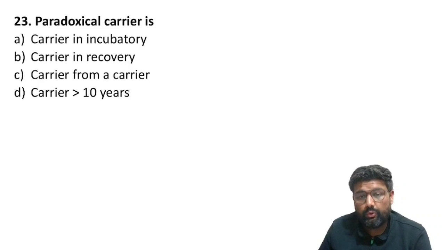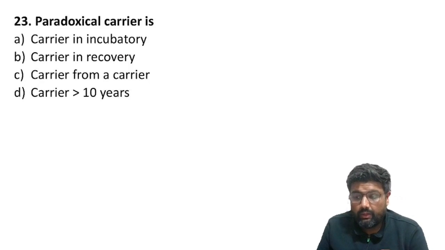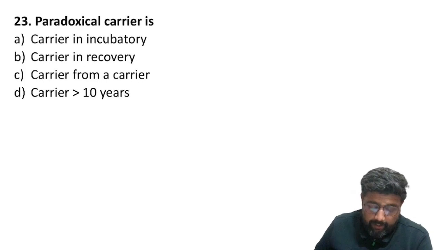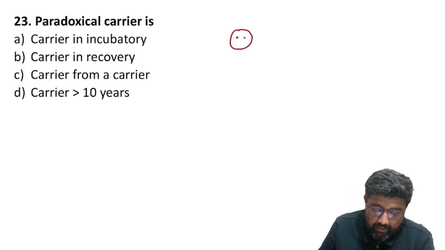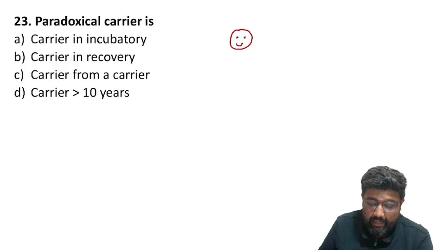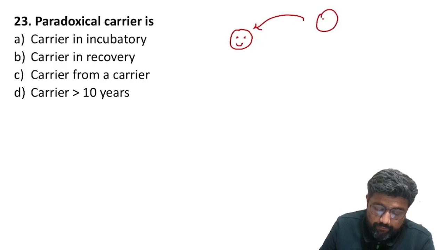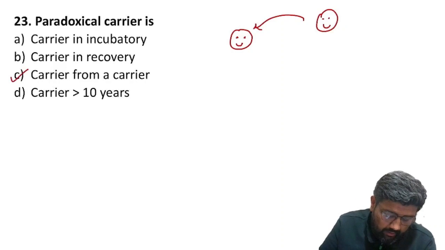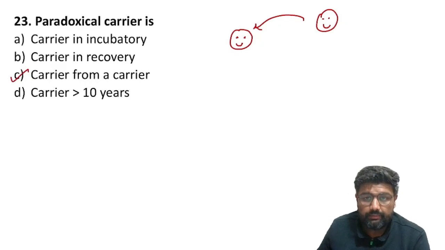Paradoxical carrier. So who is a carrier? Carrier is the one who carries the disease but there is no sign and symptom. This carrier can transfer the disease to any other human being, but he or she is not having any sign and symptom. If a person is a carrier and he also got the infection from a carrier, in this case, a carrier from a carrier is a paradoxical carrier. Option C is correct.